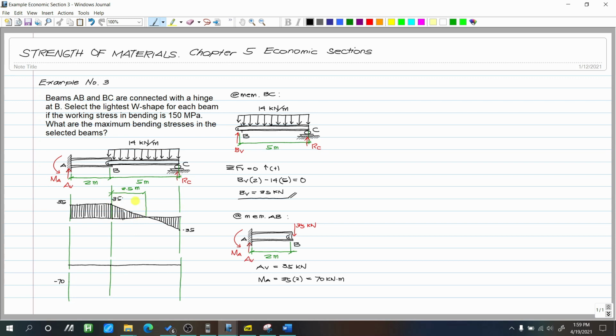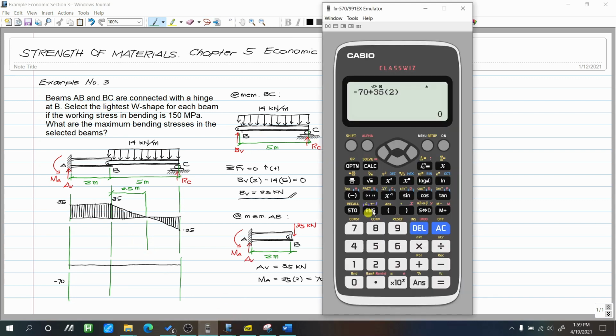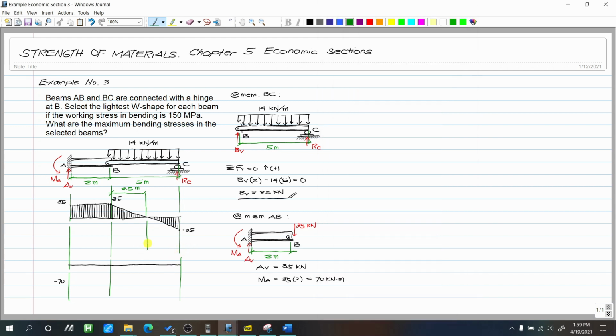So, 0 to... then, this area. Okay, so, 0 plus area. So, triangle. So, 1/2 of 35 multiplied by 2.5. So, 43.75.